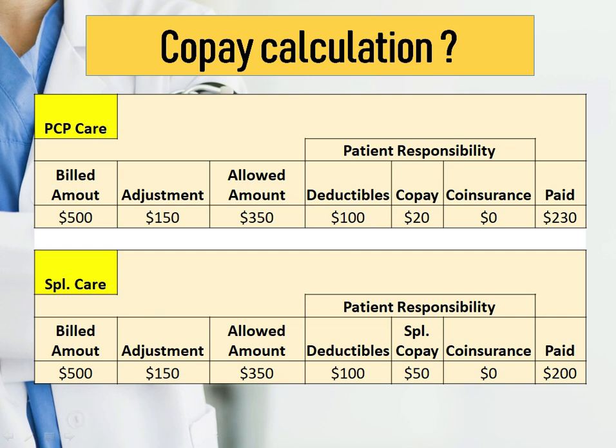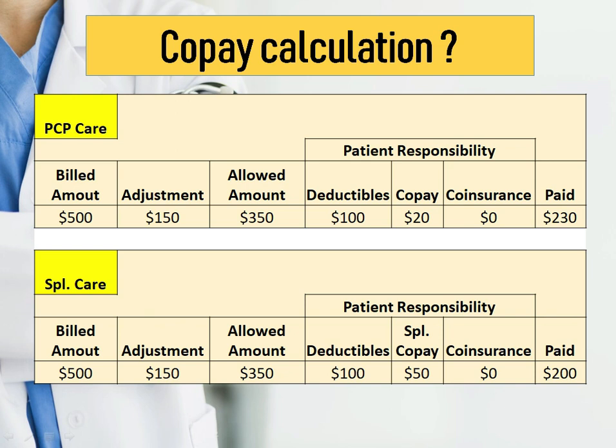When it comes to specialist care, the same bill amount is $500, the adjustment is $150 and the allowed amount is $350. The patient responsibility here is a deductible of $100 and a specialist copay of $50. So our overall allowed amount is $350, the deductible is $100 and the specialist copay is $50. When you subtract $150, the remaining is paid by the insurance company, that is $200. Hope you now know the difference between the primary care physician copay and the specialist care physician copay.